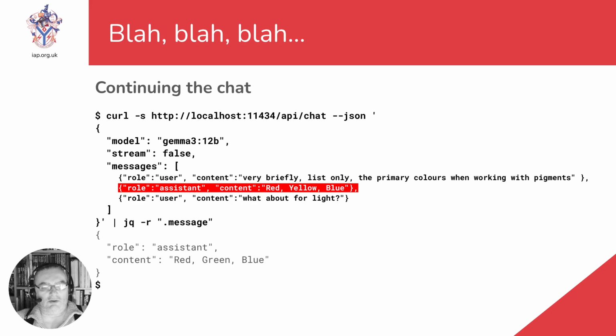Here highlighted, we have appended the previous response to the array. After that, we append our follow-up question as another user message. Again, the model responds with another message. It has the role of assistant and the message is in the content. We can continue in this way, going to and fro, adding messages to our array and creating our chat history.